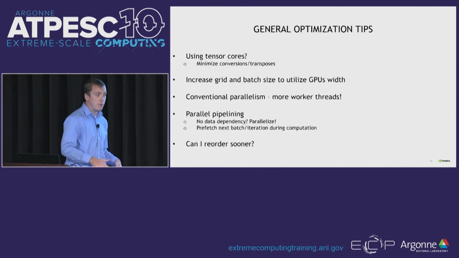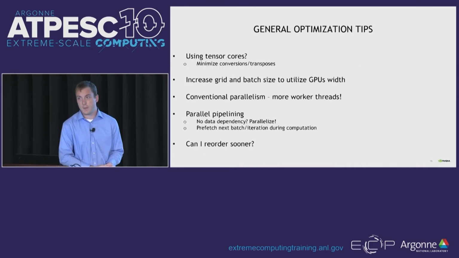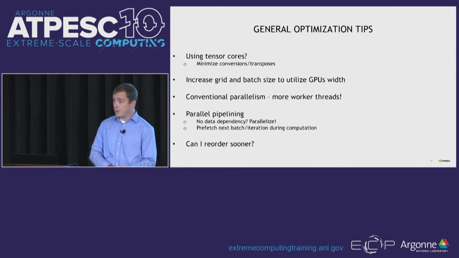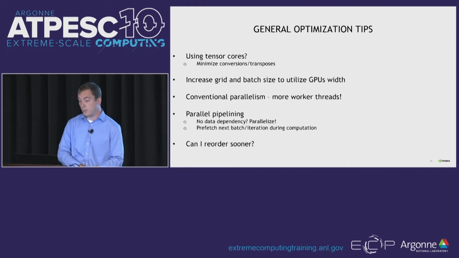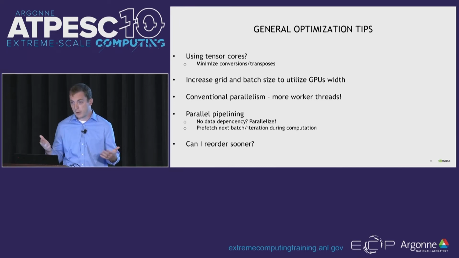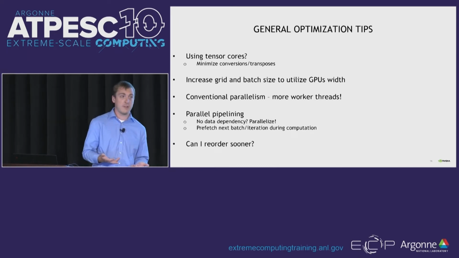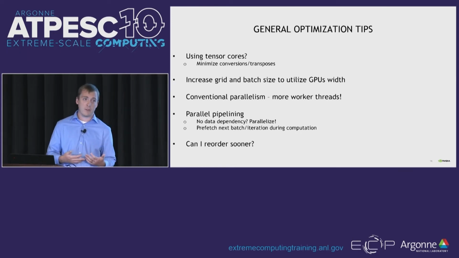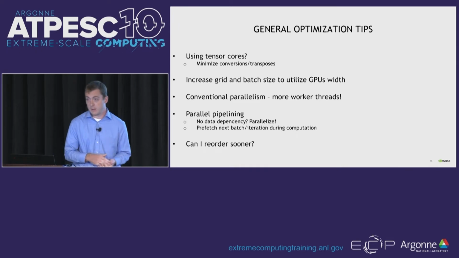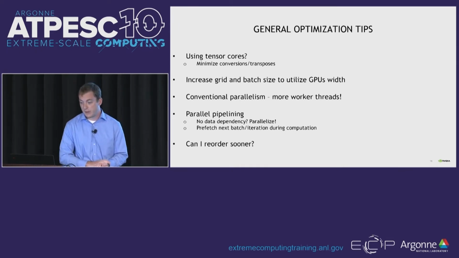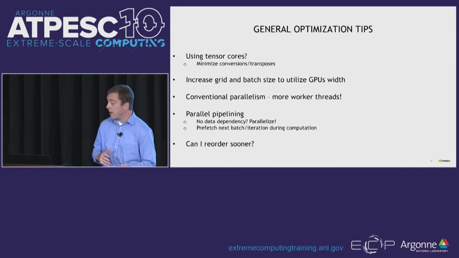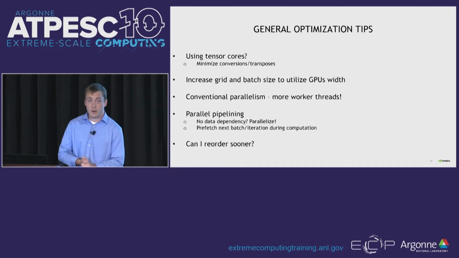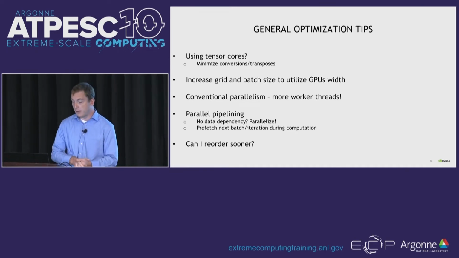Okay, 10 really quick general optimization tips, and we're actually going to apply some of these in the hands-on session later this morning. Something you can think of when you're doing GPU programming: first, are you using tensor cores? Can I maybe refactor my problem such that I'm doing a matrix multiplication? We see that in a lot of fields nowadays. Am I making sure to minimize any transposes or conversions necessary to utilize those tensor cores?